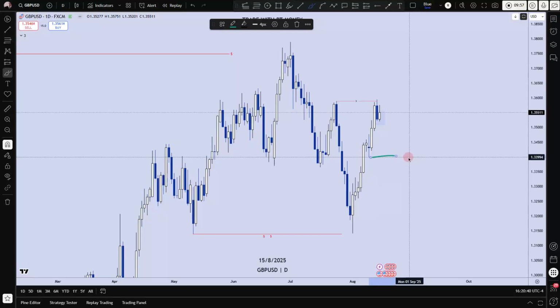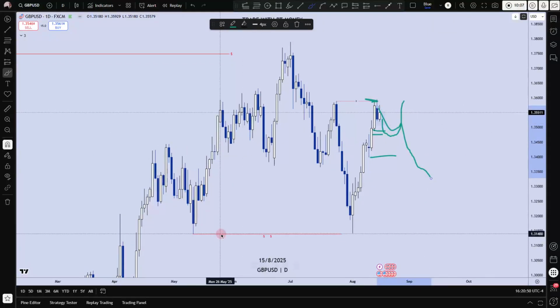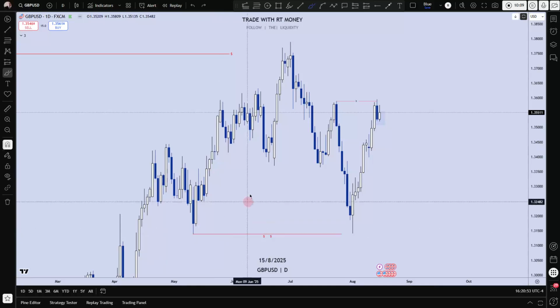All right, we got a little fair value gap in here, but I don't think this is going to be enough to push price up. We never took out this high, so I'm looking for price to. I'm leaning more towards bearishness, but I'm going to wait until the market tells me. All right, and that's what I suggest you do the same.